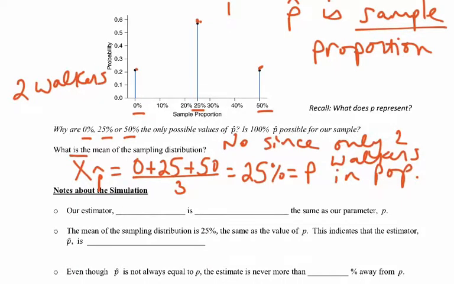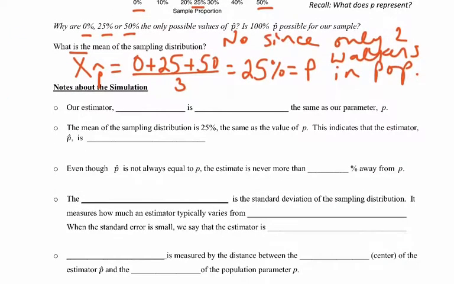So a few notes about our simulation here. Our estimator, p hat, is not always the same as our parameter P, right? It could have been 0 or it could have been 50%. The mean, however, of the sampling distribution is 25%, which is the same as the value of P. So what does this indicate? This indicates that our estimator is what we would call unbiased.